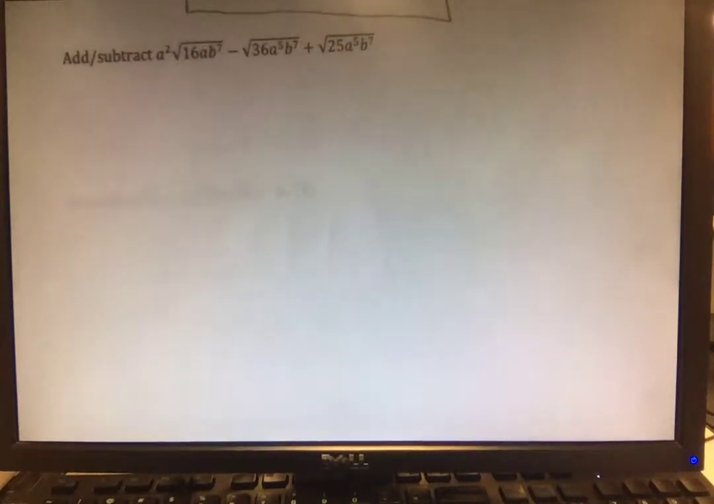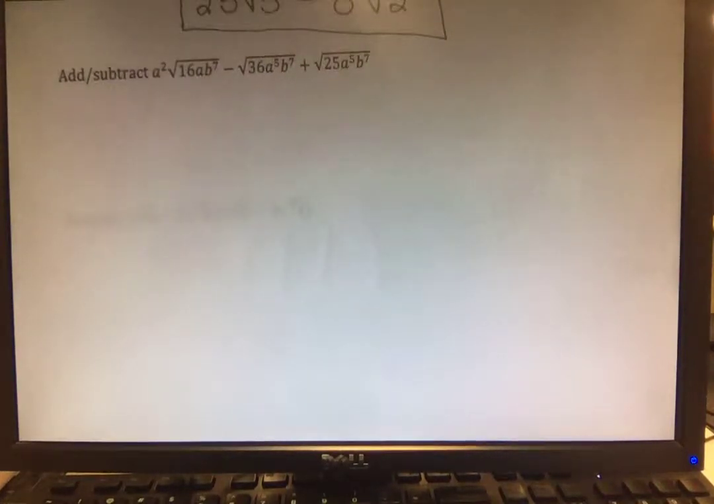Next one. Same concept, adding and subtracting. A squared, square root of 16a to the 7th b to the 7th, minus the square root of 36, a to the 5th b to the 7th, plus 25, a to the 5th b to the 7th. So as of right now, these are all different things underneath the radical, so they are not like terms. So we are going to simplify them and then hopefully combine like terms from there.